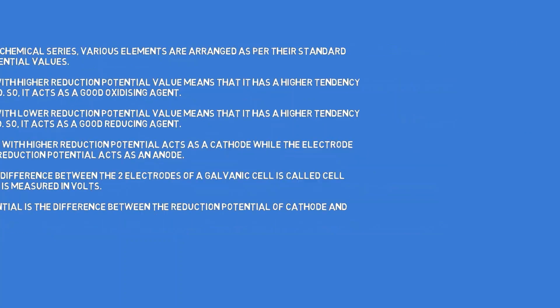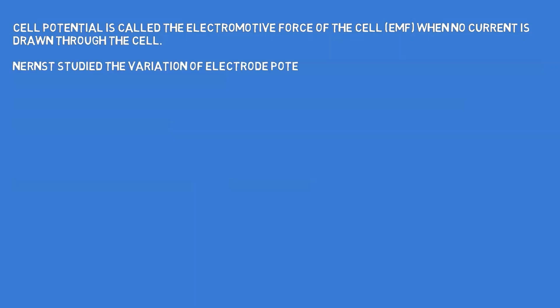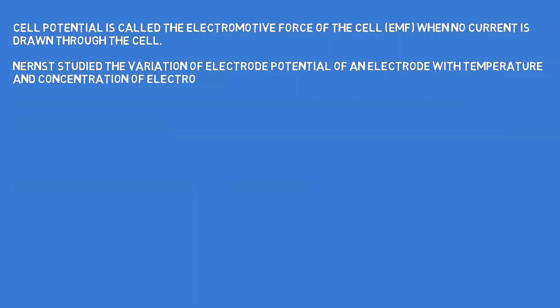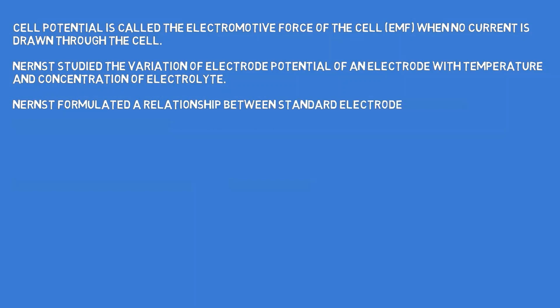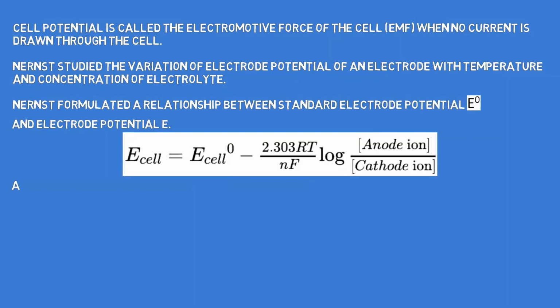Cell potential is called the electromotive force of the cell, EMF, when no current is drawn through the cell. Nernst studied the variation of electrode potential of an electrode with temperature and concentration of electrolyte. Nernst formulated a relationship between standard electrode potential E0 and electrode potential E: E cell equals E0 cell minus 2.303 RT divided by nF log concentration of anode ion divided by concentration of cathode ion. At equilibrium, cell potential E cell becomes 0.